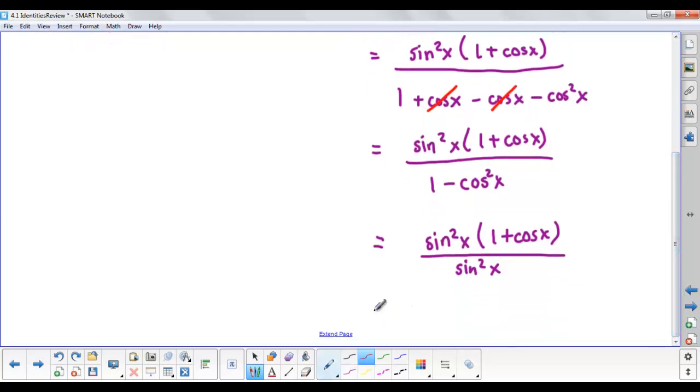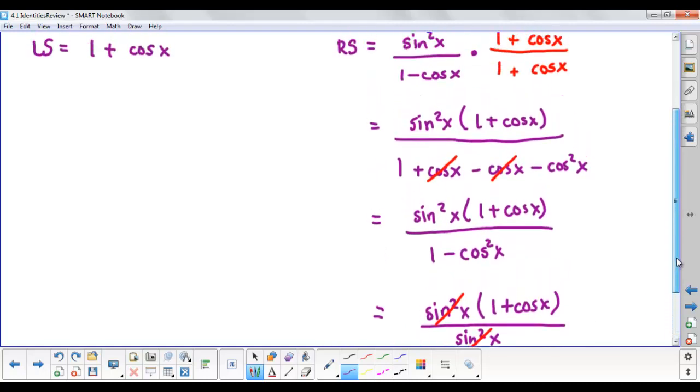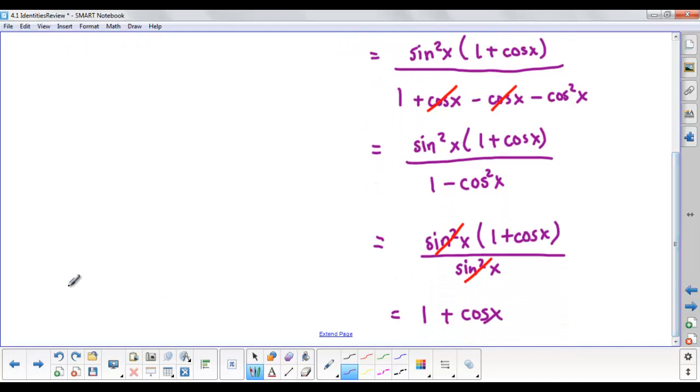And now you can see that the sine squared x's will cancel out, and all we're left with is 1 plus cos x. And again, if you'll notice, there's the left side there. We end up with the same answer, left side equaling right side. So you'll notice from this example that there's no one correct way to do an identity. As long as you're doing all the substitutions and all of your steps correctly, a lot of people's left sides and right sides might look different from each other. Okay, as long as you do get left side equaling right side using appropriate methods, then you're good.